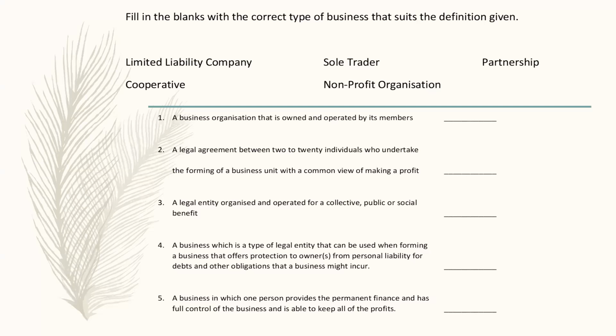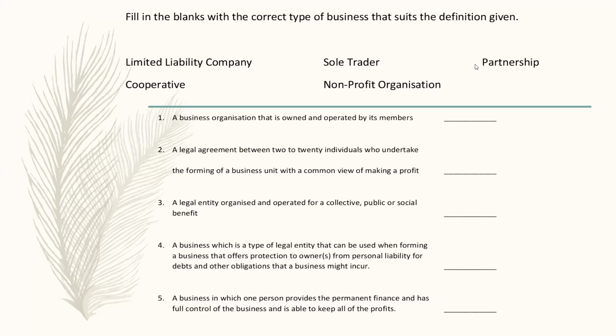Okay, guys. So I'll just give you the answers to this exercise. Are you all hearing me? Thumbs up. Nice. Okay. Good. So number 1, your answer is cooperative. Number 1, cooperative, a business organization that is owned and operated by its members.